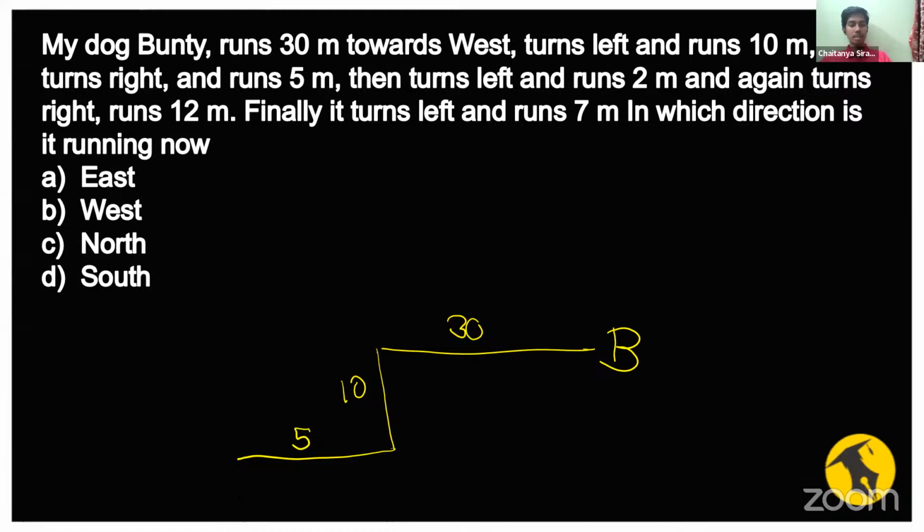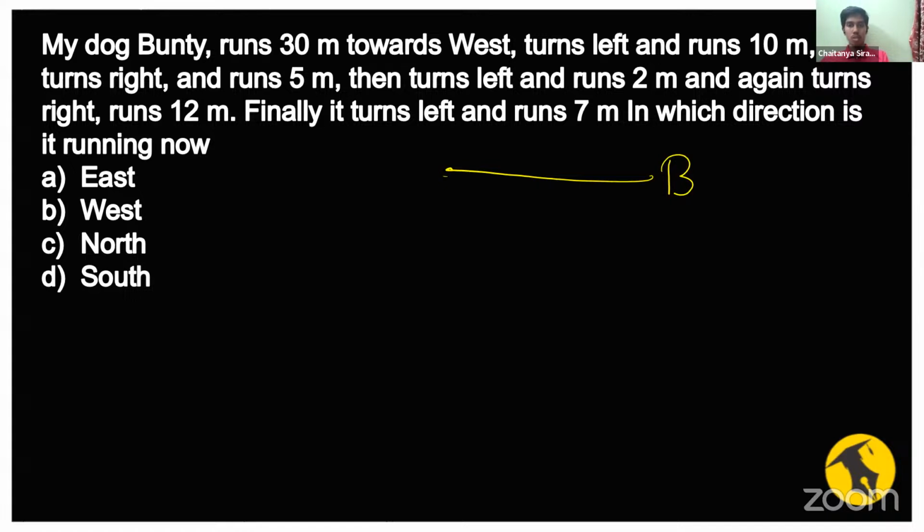Then takes a left turn. So left turn would be this way, 2 meters, and again takes a right. Right would be this way, and 12 meters. Finally, he takes a left turn and again travels 7. So I'll start from here since I don't have space there. So first towards west, then left and 10, then right and 5, left and 2, again right and 12, and finally a left. Left would be this side, 7.